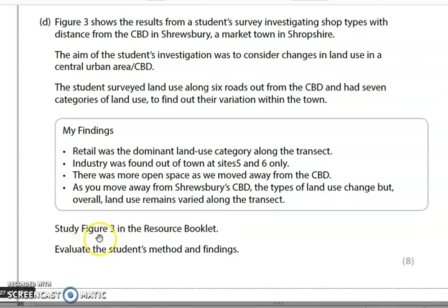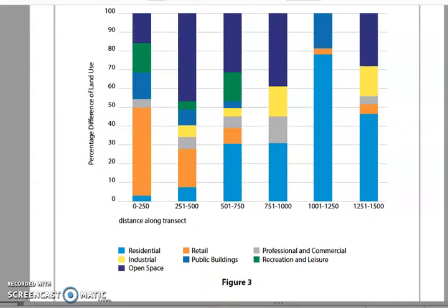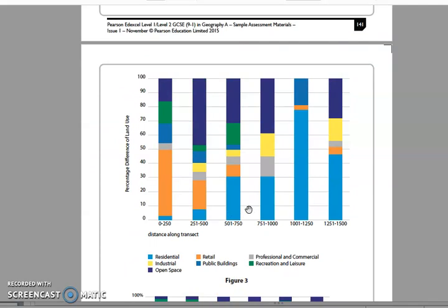Now it also says study figure 3 in the resource booklet. So if we look at figure 3, here we can see, and we'll just zoom out a little bit, that we have these cumulative percentage charts to show. Between 0 and 250 metres away from the CBD, we can see that we've got a small amount of residential, largely retail, small amount of professional and commercial, small amount of public buildings, some recreation and leisure, and some open space. So we can see quite clearly how this changes as we go through.